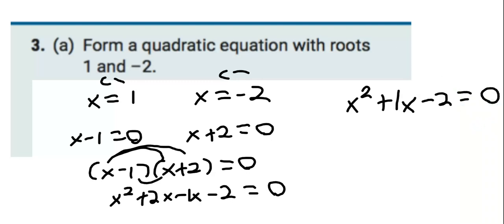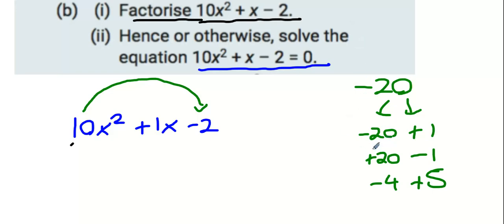Yeah. Oh, sorry, yeah. So guys, we multiplied the 10 by the minus 2 to get minus 20. We got the factors of minus 20 and it turned out to be minus 4 and plus 5. You have a question for me? It'd be minus 1. It was the opposite way around. You want it to be plus 1.